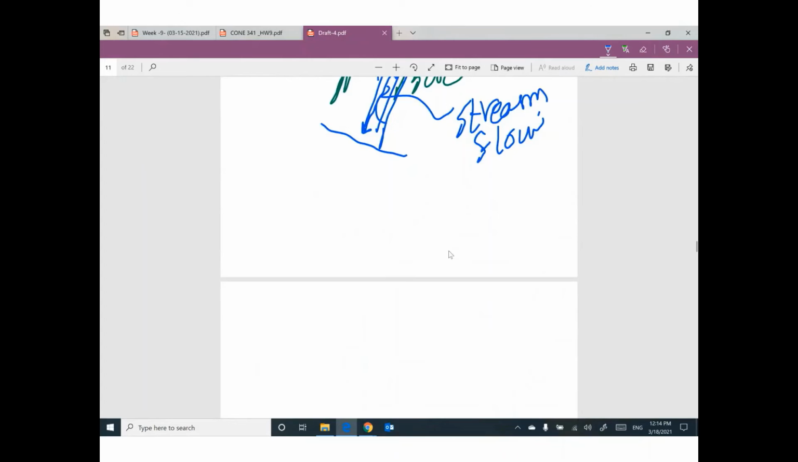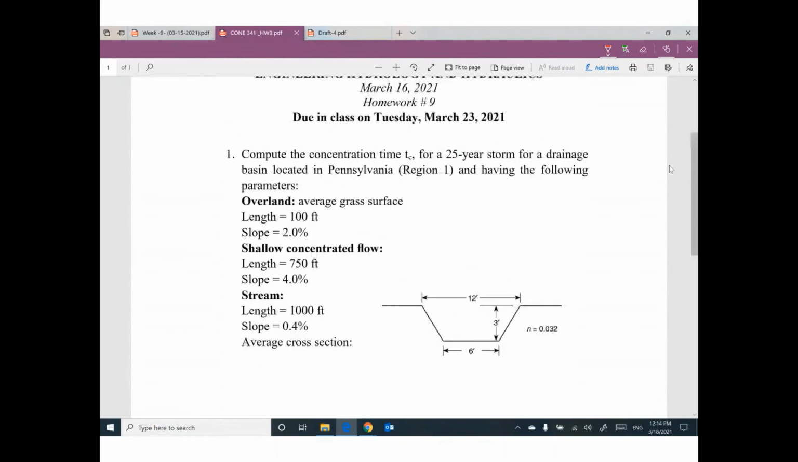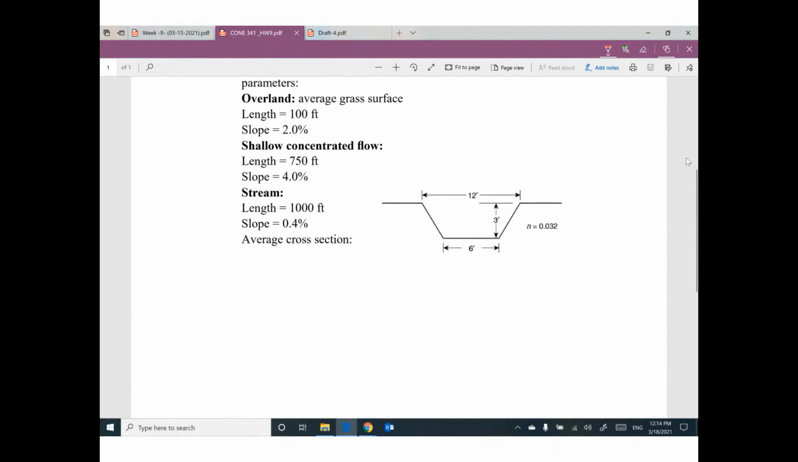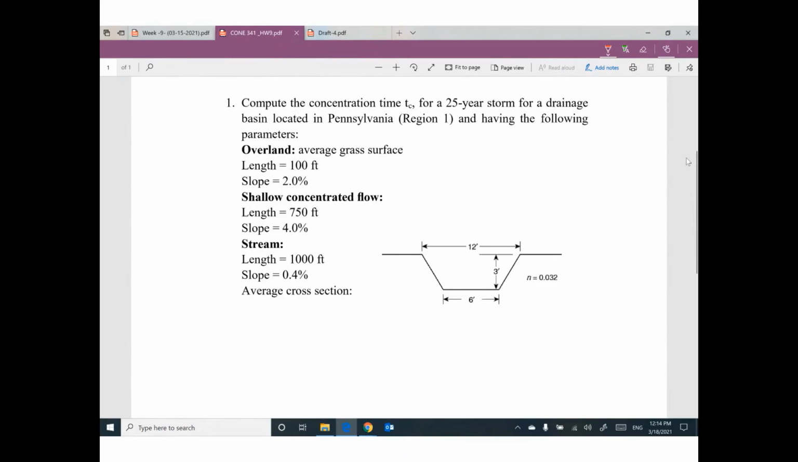I will solve this example with you, which is the only question in your homework. I will go through this solution right now. Compute the time of concentration Tc for a 25-year storm for a drainage basin located in Pennsylvania and having the following parameters. This area of land has three types of flow. The first flow, which is called overland flow, the area is average grass surface with length 100 feet and slope 2%. Can you tell me what is the time for this part of flow, T1?